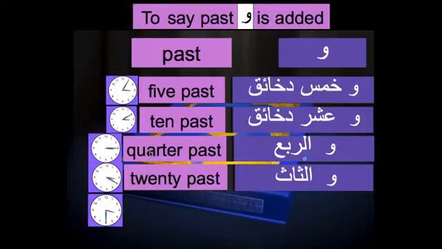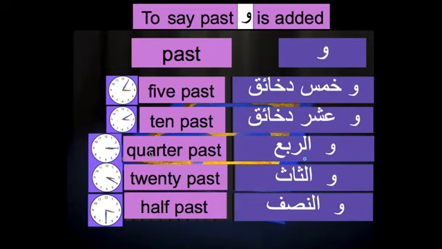So we'll say half past 3. It's easy. Half is nisf. So we say as-sa'atu thalithatu wa nisf.